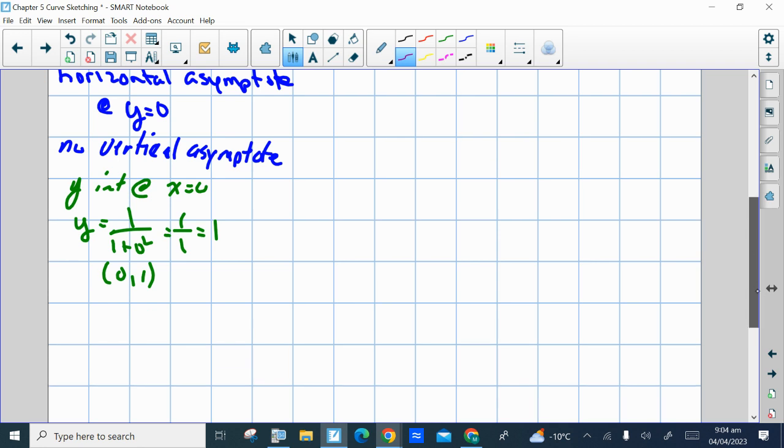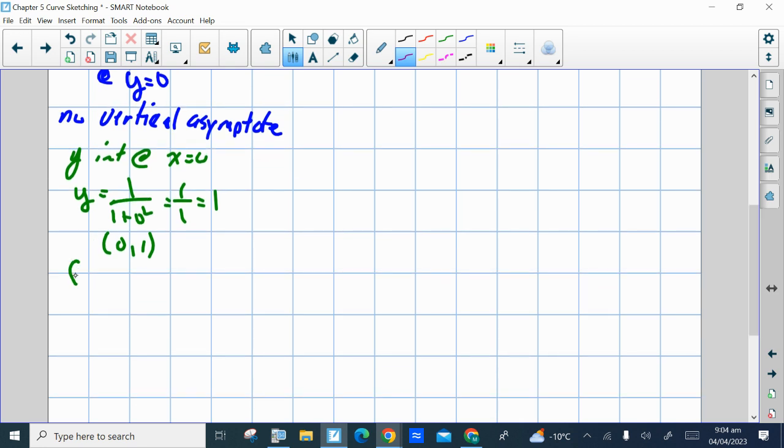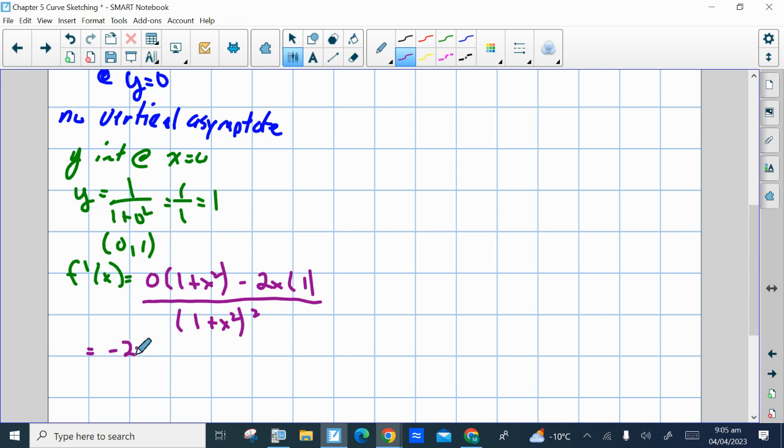So now we will find the first derivative, f prime x, which would need to be done using the quotient rule. Derivative of the top times the bottom minus derivative of the bottom, which is 2x, times the top, all over the bottom squared. So you're going to get 0, take away 2x, or negative 2x, over 1 plus x squared all squared.